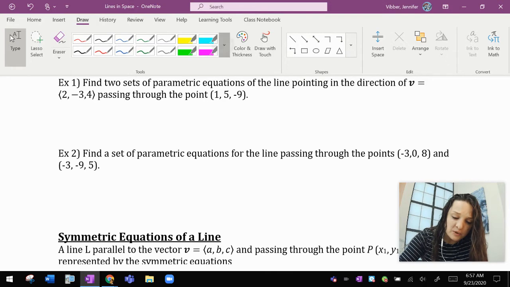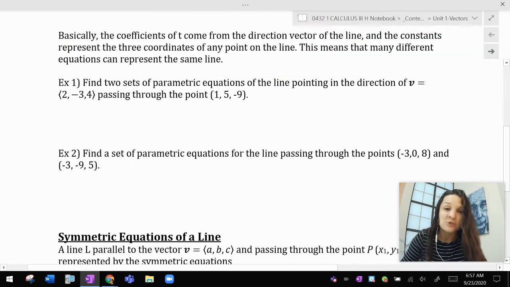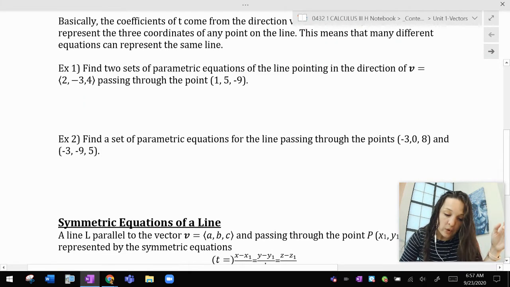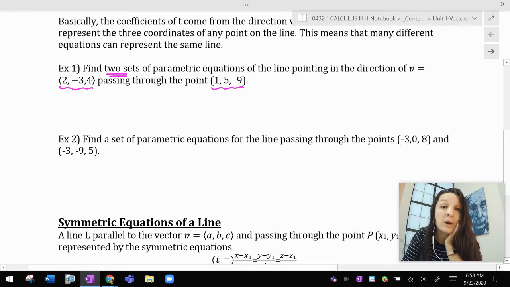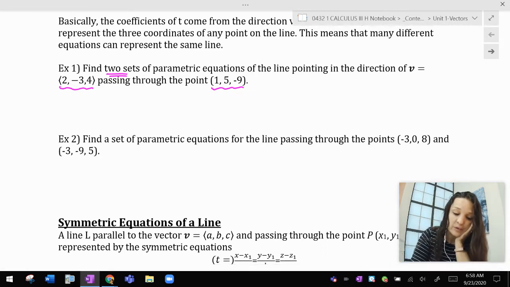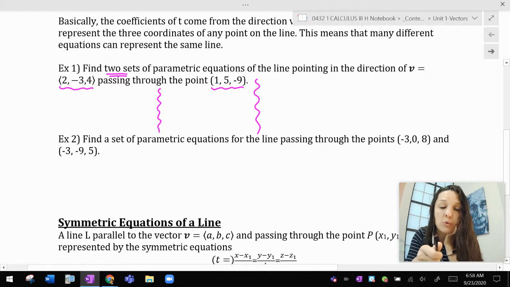I need to stop saying so. In all these videos, I've realized I say so all the time. It says find two sets of parametric equations of the line pointing in the direction of v equals 2, negative 3, 4, passing through the point 1, 5, negative 9. I said find two sets. That means there are different ways to write a line, just like there are different ways to write a line in regular 2D. In fact, I'm going to make three sets because I can, and you're stuck with me.